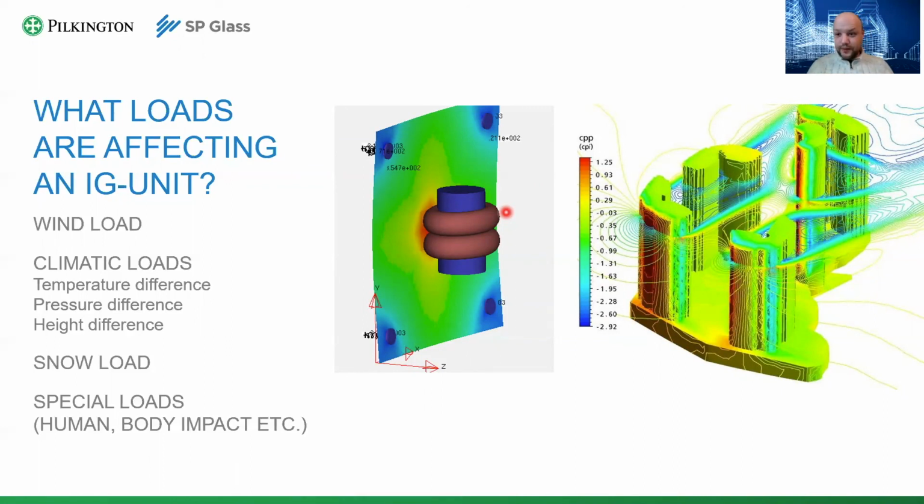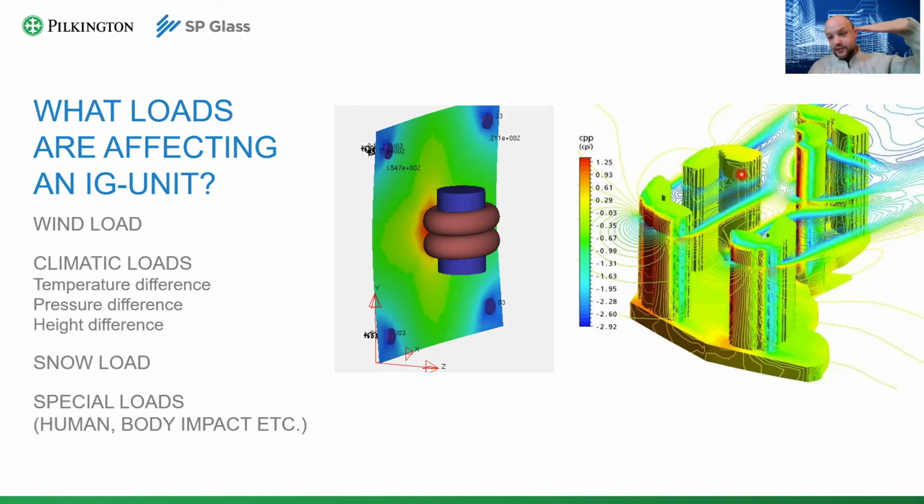Special loads are like human impact. So if anybody wants to jump outside of your skyscraper through an IG unit, the calculation can tell you whether he will succeed or not. Most often not, of course. Here is a picture of an example of this very calculation. This is an emulated test for a soft body impact, and yes, it can also be calculated. The picture to the right is the computerized model of wind, which can affect the buildings you see here.